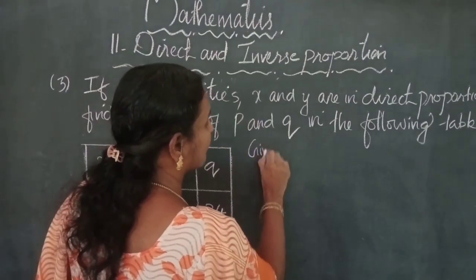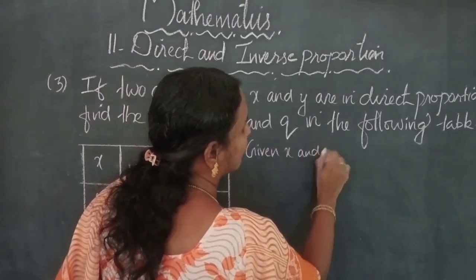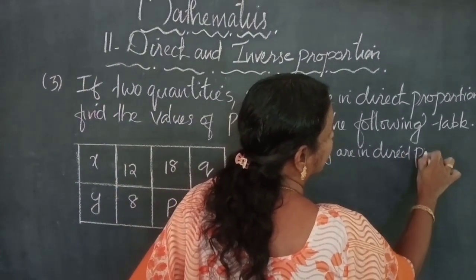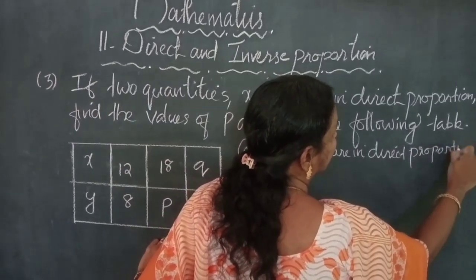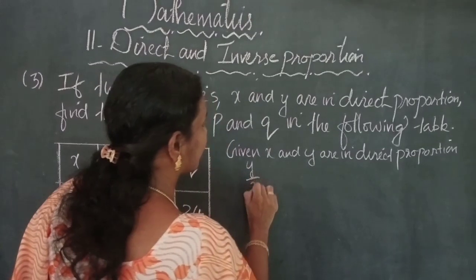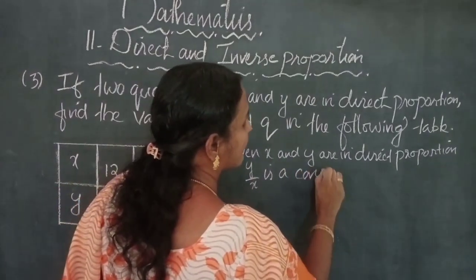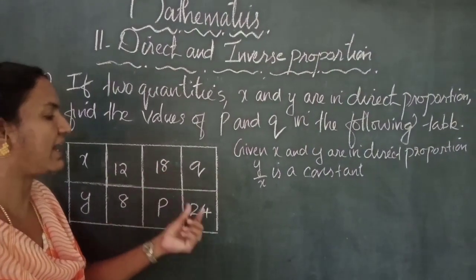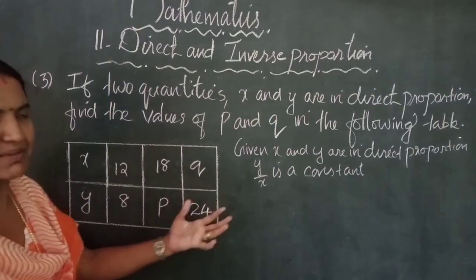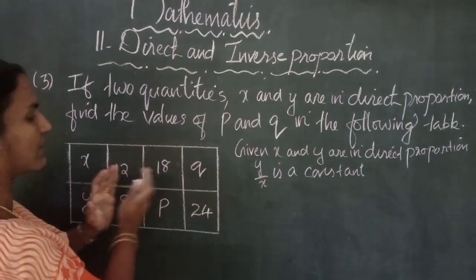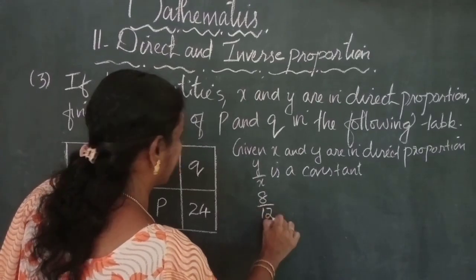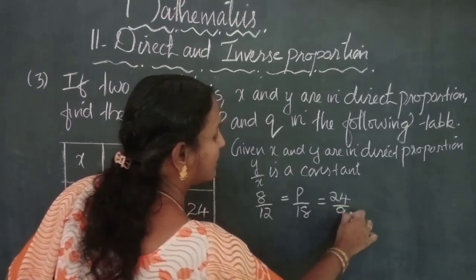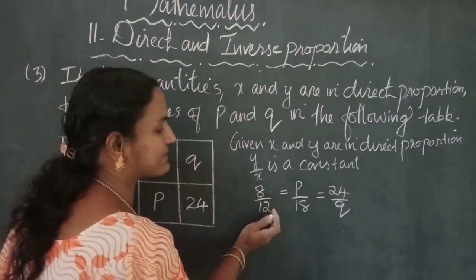So, given x and y are in direct proportion, y by x is a constant. So 8 by 12, p by 18 and 24 by q are all the same. 8 by 12 is equal to p by 18 is equal to 24 by q. First compare the first and second.